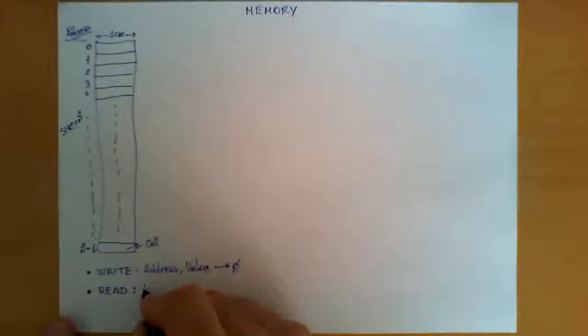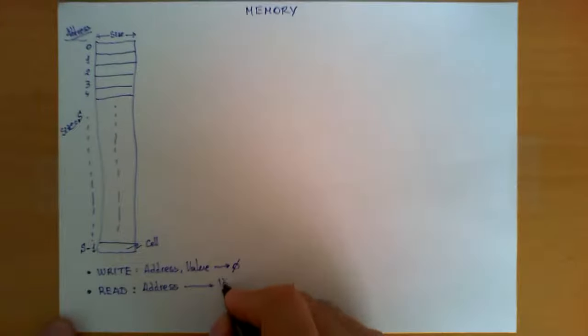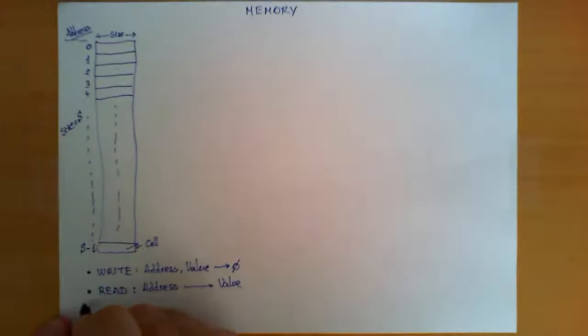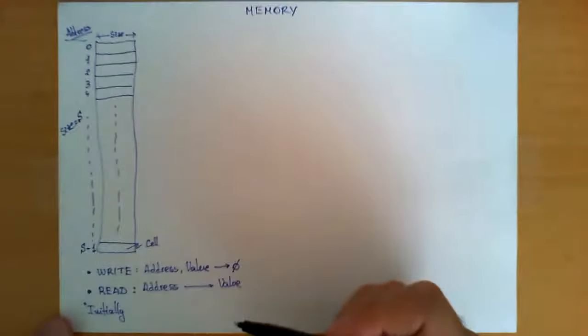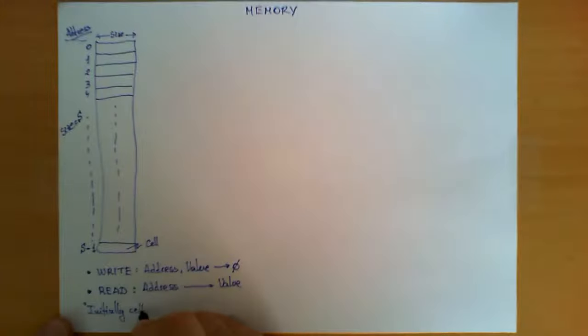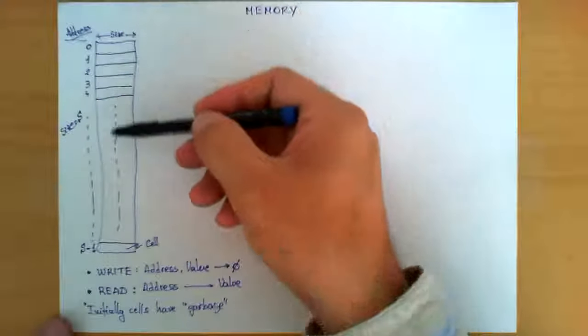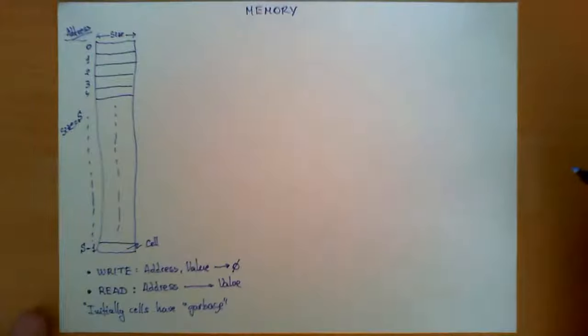A read operation only receives an address, and it returns the value that is currently stored there. And a little rule to remember: initially, by which I mean when you turn on one of these memory chips in a computer system, all cells have garbage stored. In other words, when you turn on one of these chips, you cannot assume anything about the values that are stored in all these cells.